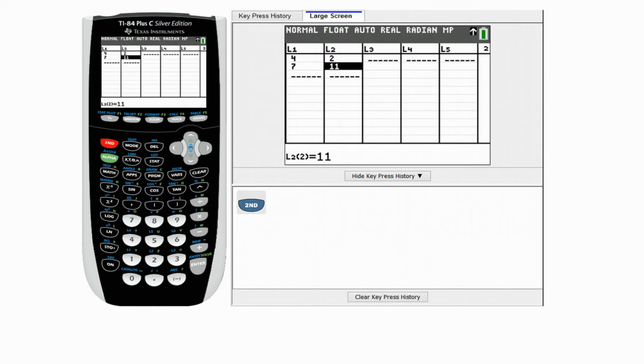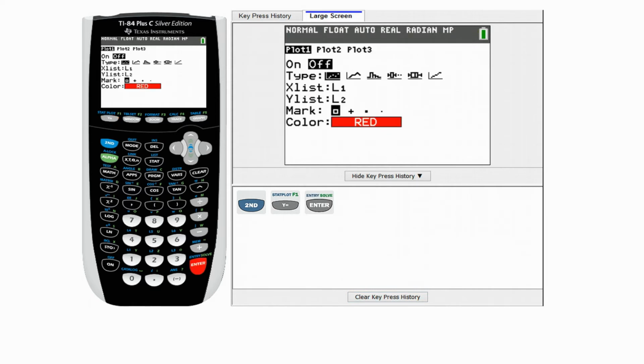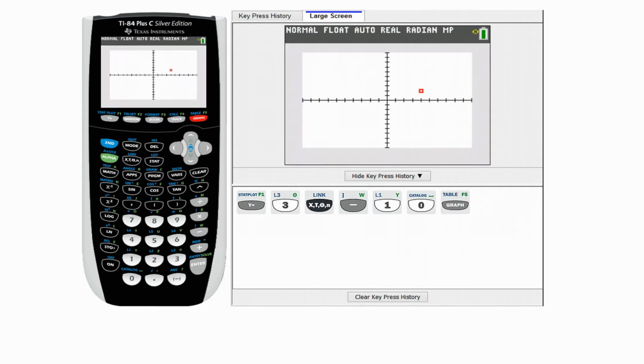You want to push Second and Y equals, and that'll take you to your stat plots. Choosing Plot 1, press Enter, and when the cursor is blinking over On, press Enter again, and that will turn on your first plot. Make sure your type is the dots, your x list is L1 and your y list is L2. To enter our y equation, press Y equals, then we want to type in 3x minus 10, and now we're ready to graph. So you press your Graph button.